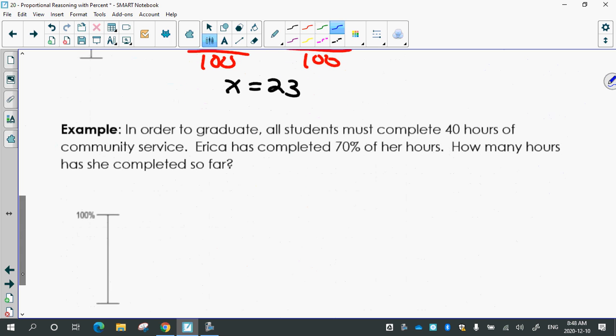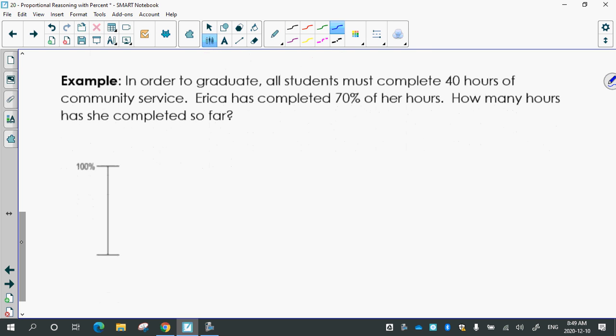In order to graduate, all students must complete 40 hours of community service. Erica has completed 70% of her hours. How many hours has she completed so far? So they give me 70%, which is maybe here, 70%, more than halfway. But it says to graduate, you need to complete a total of 40 hours altogether. So does my 40 go at the top with the 100 or with the 70? How do I know? The top, because that's the total number of hours. So if I did 100% of my hours, I would have done 40 hours. Okay? But I want to know how many I've done if I've done 70% of them.